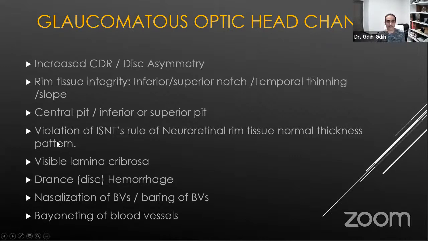And then visible lamina cribrosa, disc hemorrhage, nasalization of blood vessels, when the blood vessels shift to the nasal side, or baring of blood vessels, those circumlinear blood vessels, when you see them, they become more visible because of the RNFL being atrophied. And then bayoneting of blood vessels. That means the blood vessels are kinked in a very sharp pattern, like the knife, the bayonet.